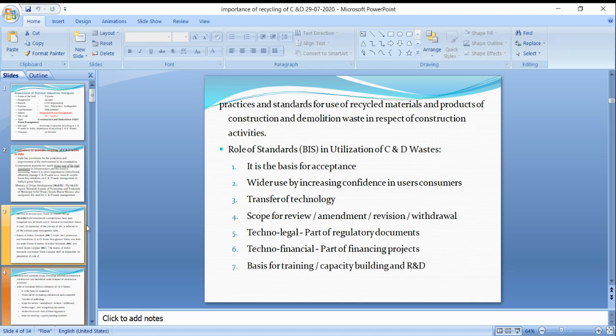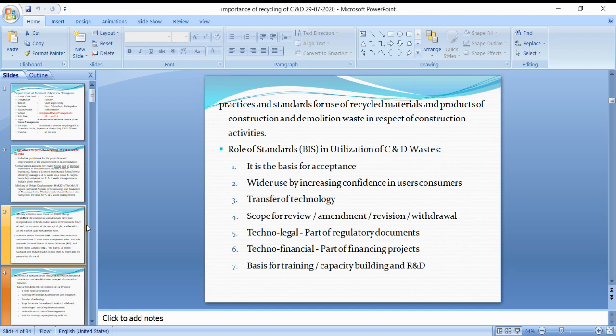So if you use these materials, for example, if clay bricks are used instead of concrete, then if you are constructing with one, you have to build the confidence level in the consumer that it is good and it has a lifetime. So, transfer of technology and the scope of review, amendment or revision, withdrawal. So all the scope of what is going on, and the review has to be sent.